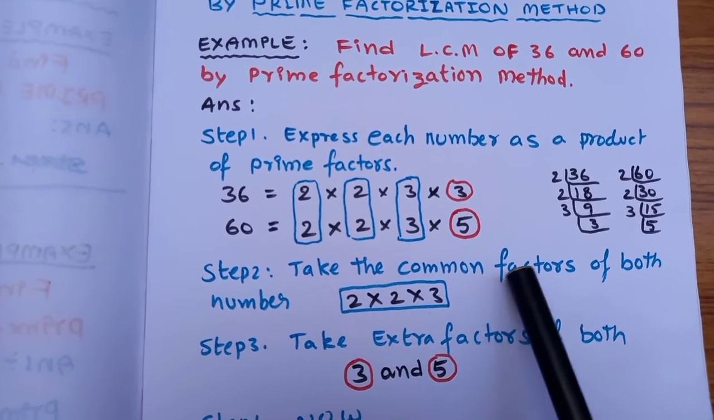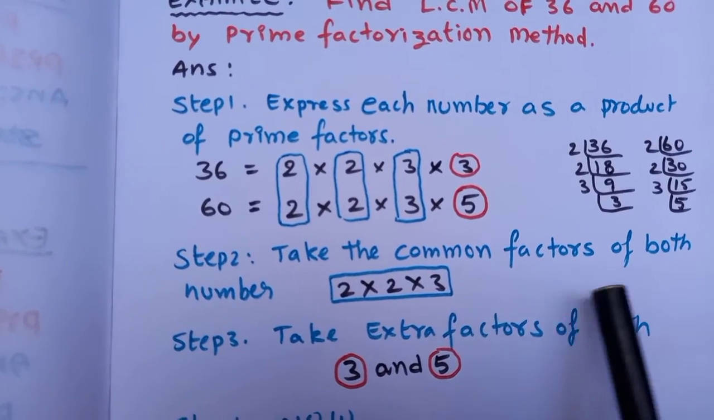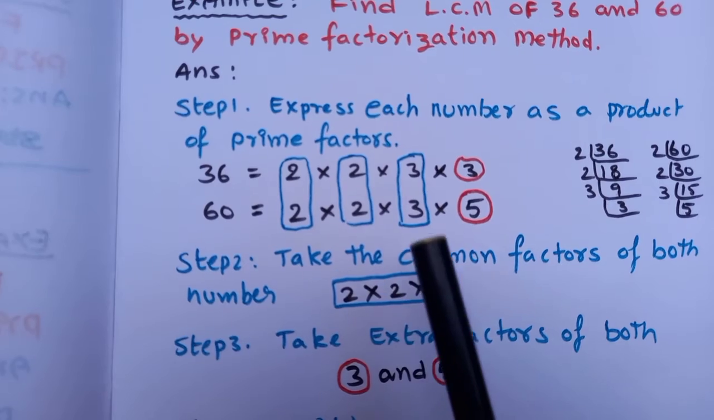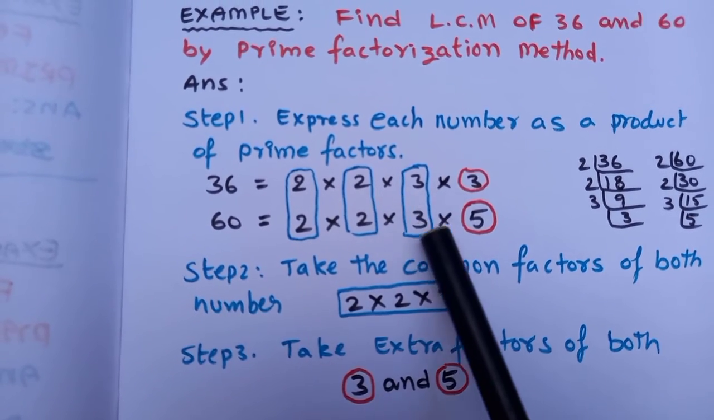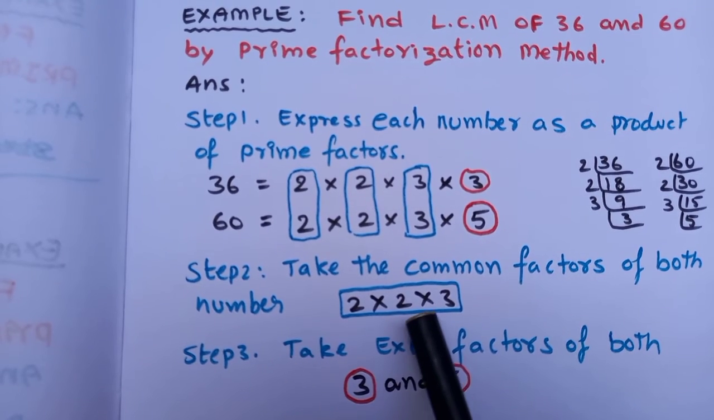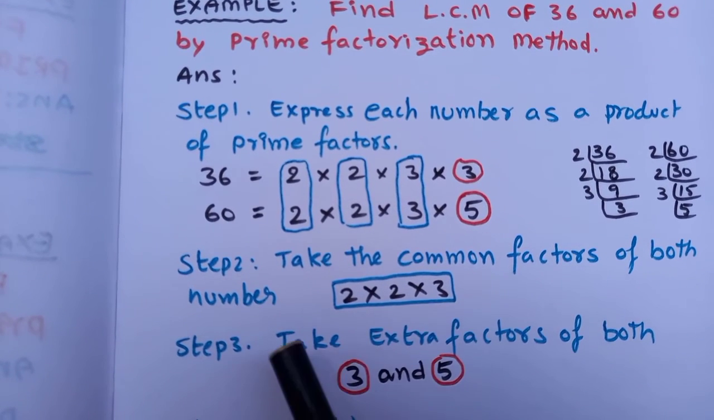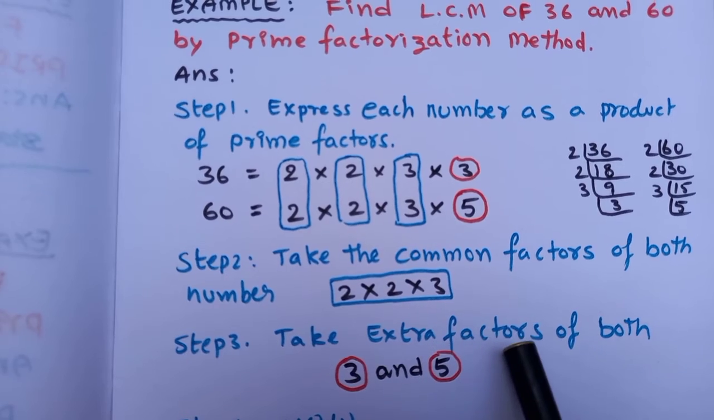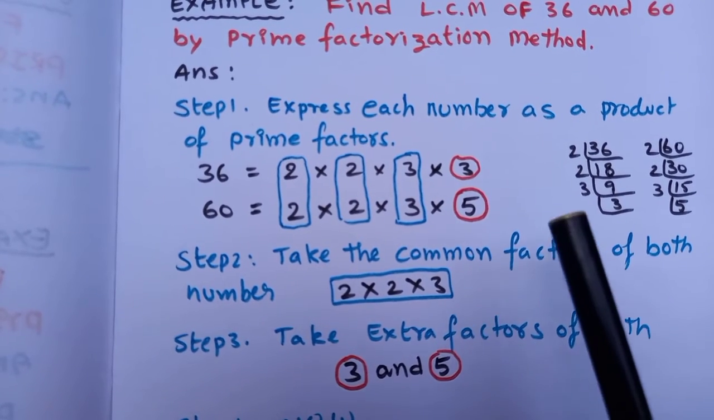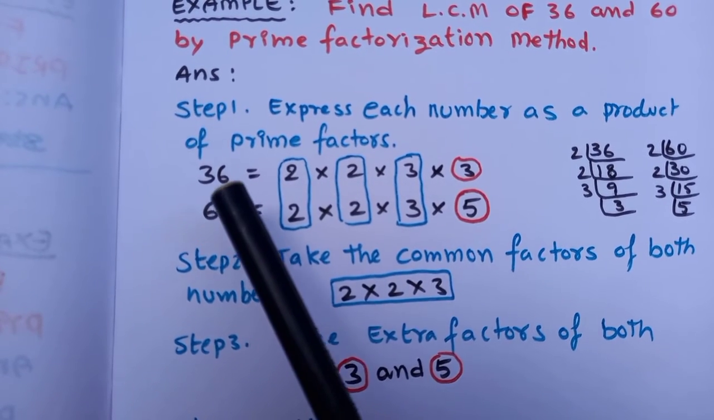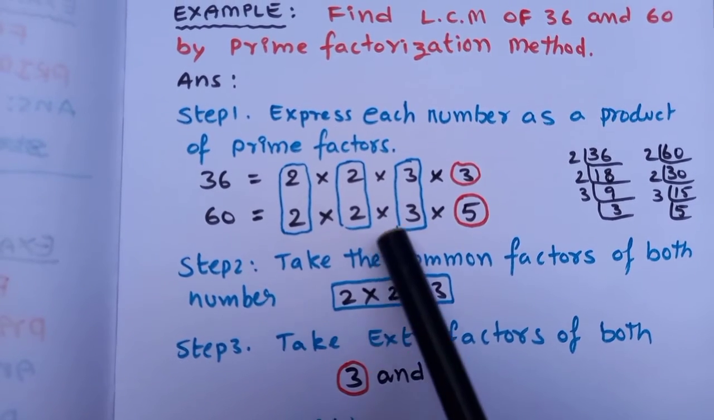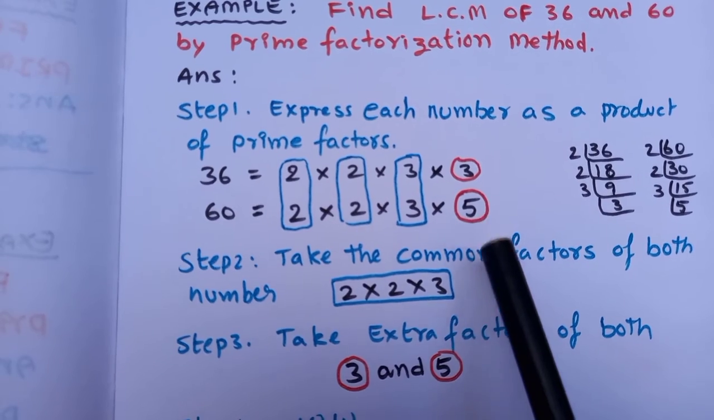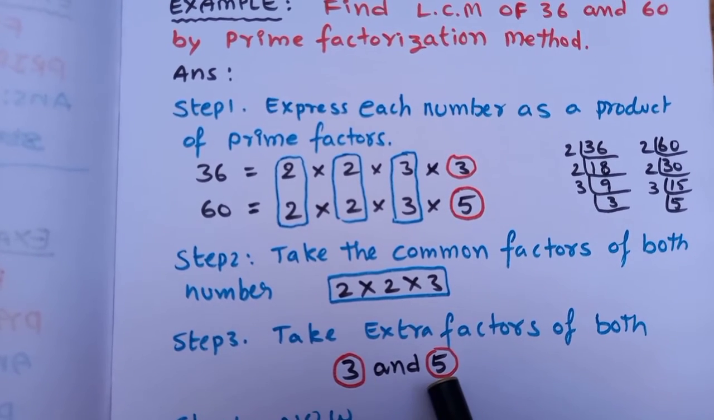Step 2. Take the common factors of both numbers. What are the common factors? 2, 2, 3. So 2 into 2 into 3. Step 3. Take the extra factors of both. What are the extra factors? In 36, 3 is extra. In 60, 5 is extra. So consider those two numbers also.